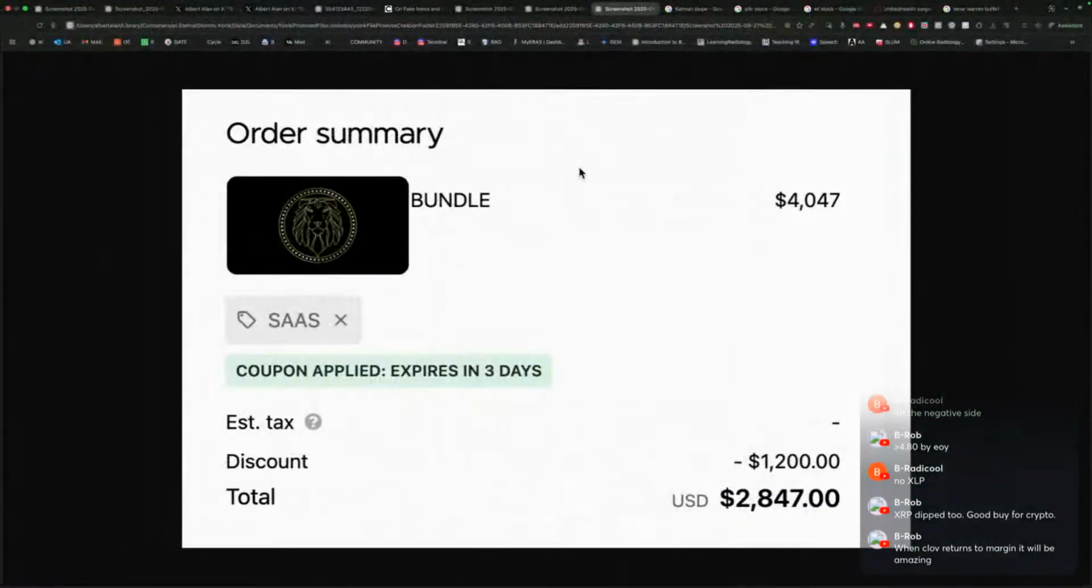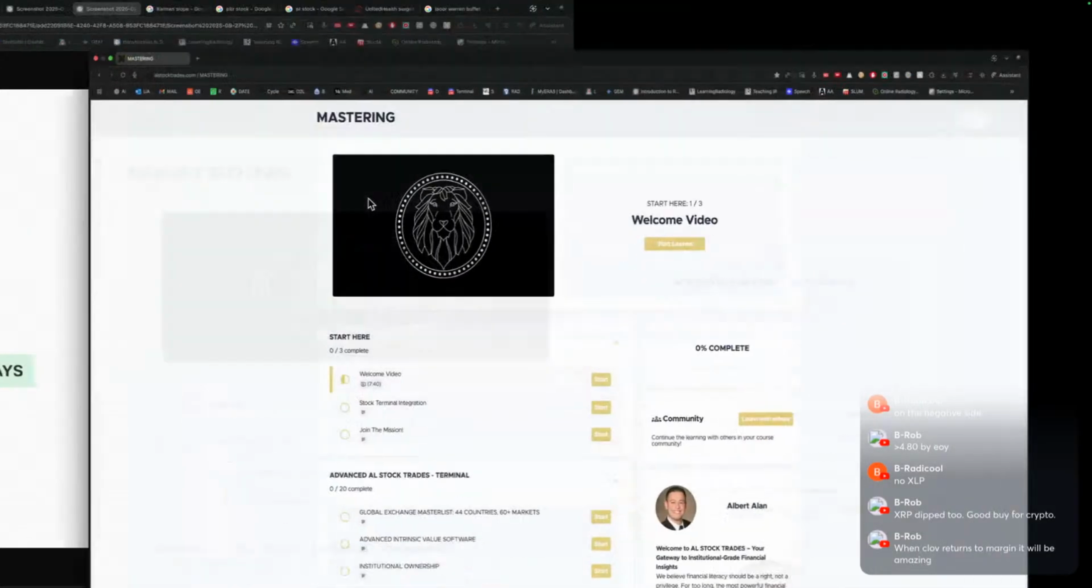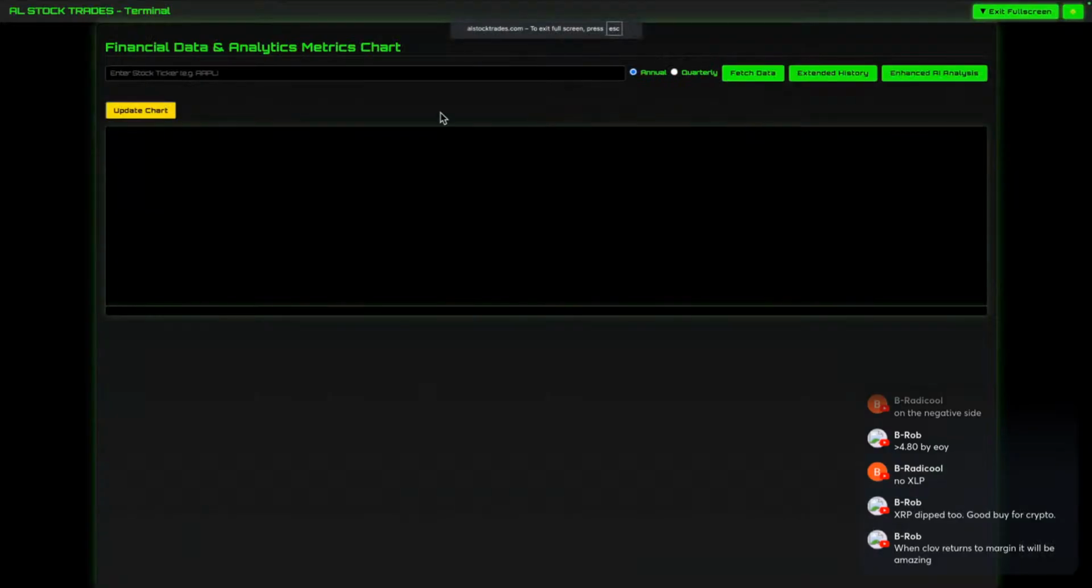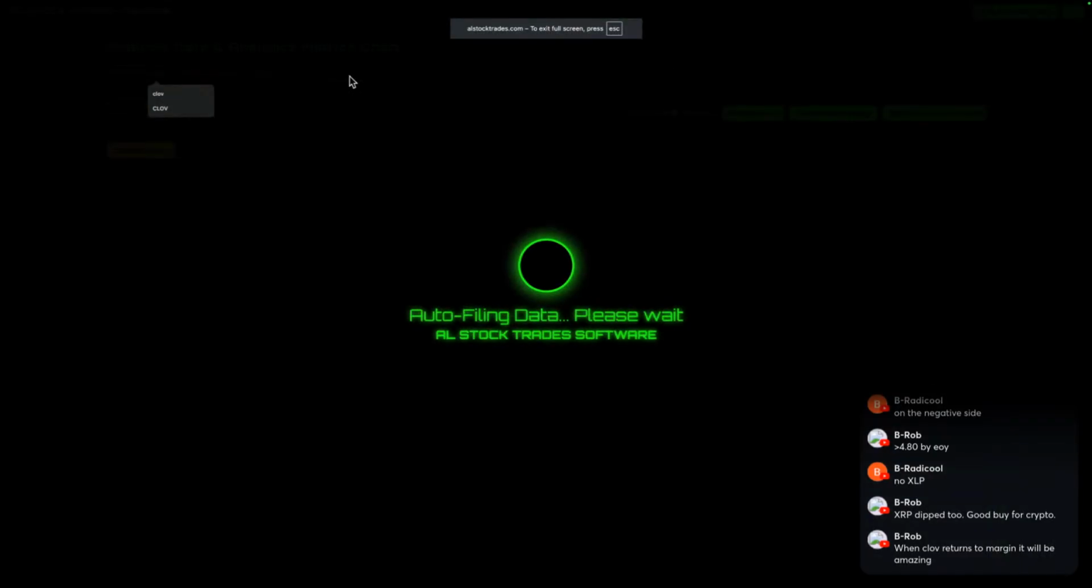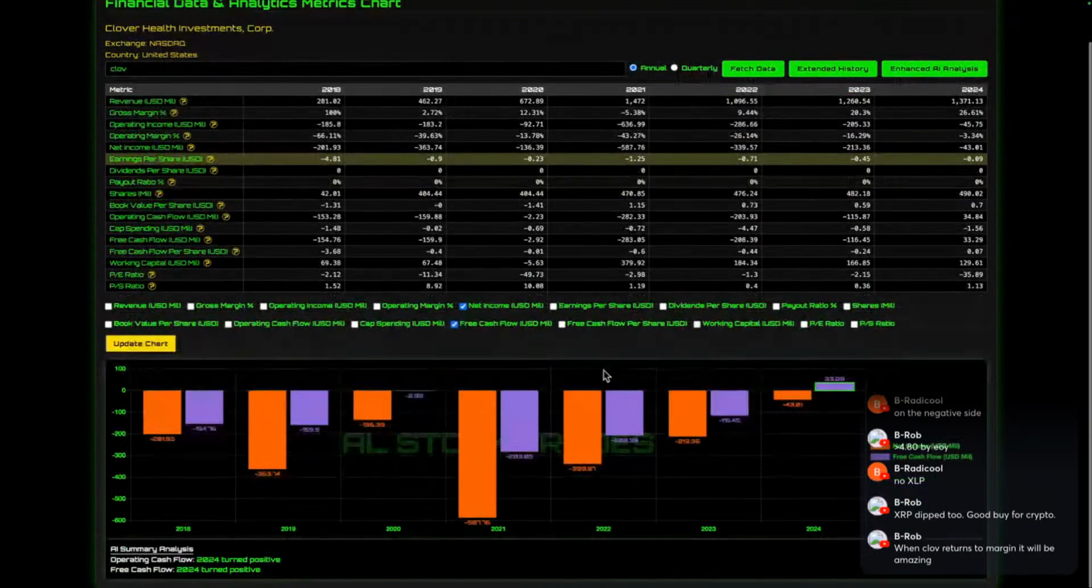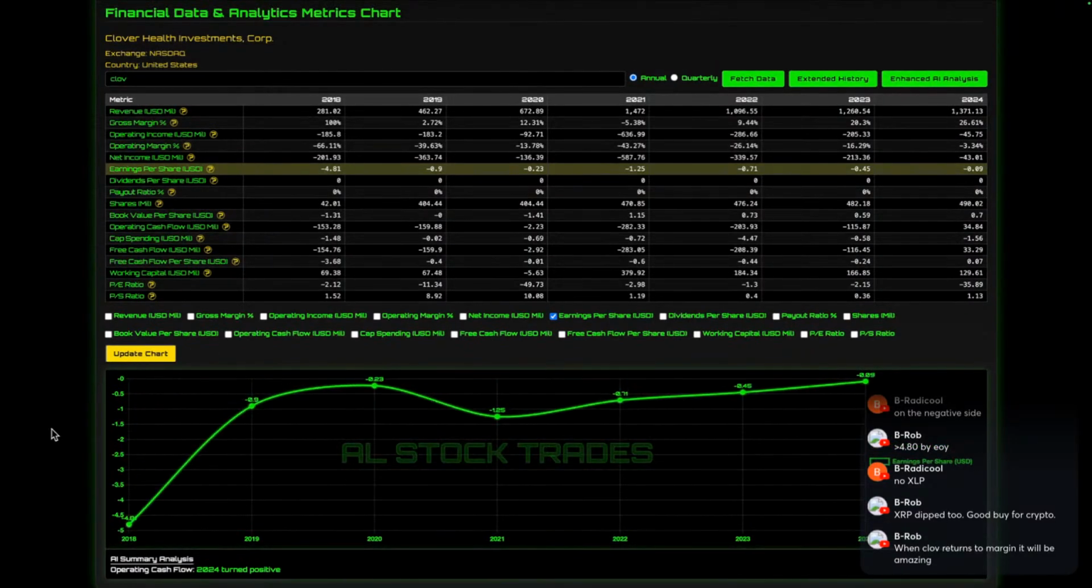I was going to pull up the financials, let me just pull it up. Because when you do stuff like this, you need the data, right? So you go to the financial data analytics software and type in Clover. Now, overall, if you look at earnings per share and graph it, we'll start in 2020, because in 2019 and 2018 it wasn't publicly traded.